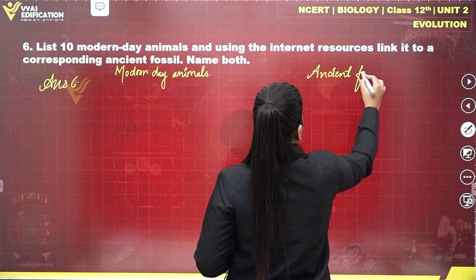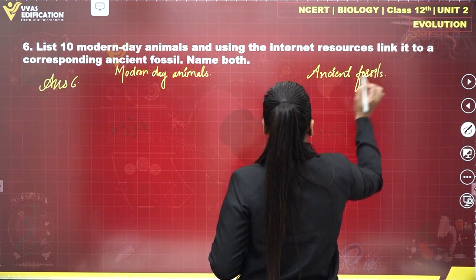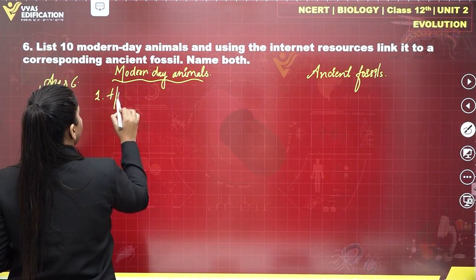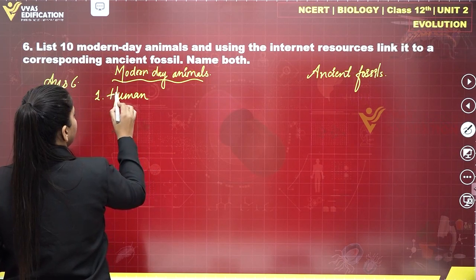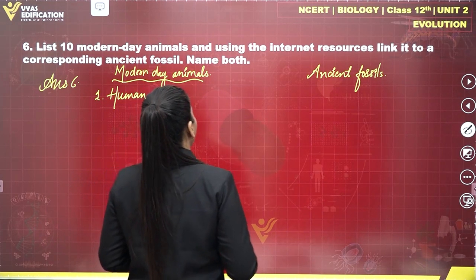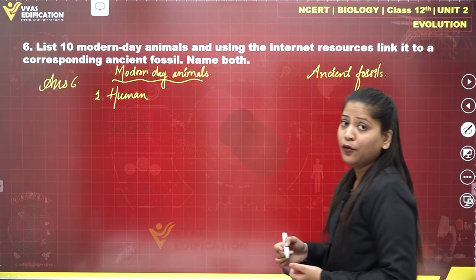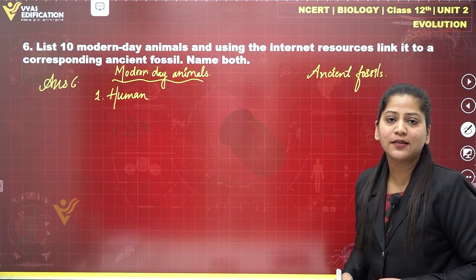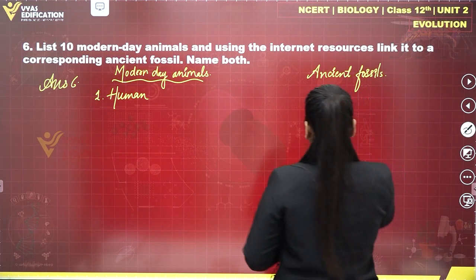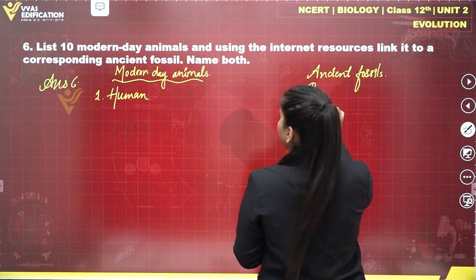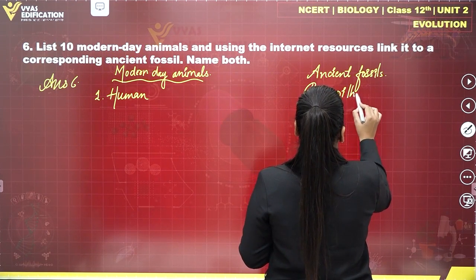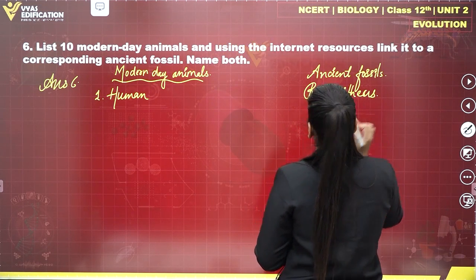Ancient fossils. All right. So if we talk about some modern animals, then first we have is human. Let's suppose we'll be talking human. Human is kind of animal, of course, and is a modern day animal, right? So if you talk about ancient fossils of humans, then we have Ramapithecus. Ramapithecus is the fossil which is giving evidence of human. So we'll be writing Ramapithecus.